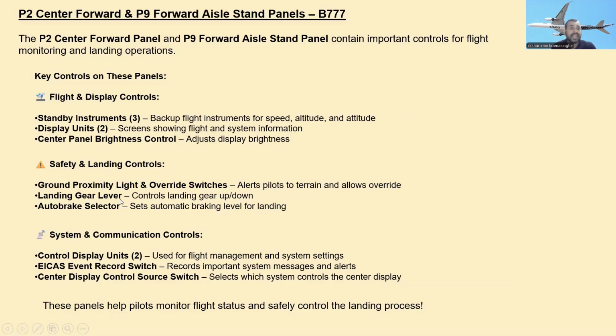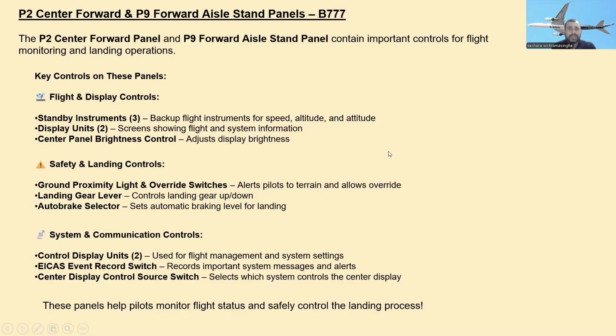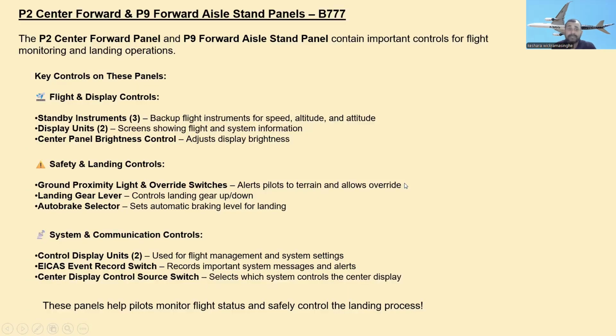Okay, and next one, landing gear lever. Here is the landing gear lever, and it controls landing gear up and down. And the auto brake selector, where is it? Here, the auto brake selector is here. It is used to set the automatic braking level for landing. Automatic braking level for landing, remember.